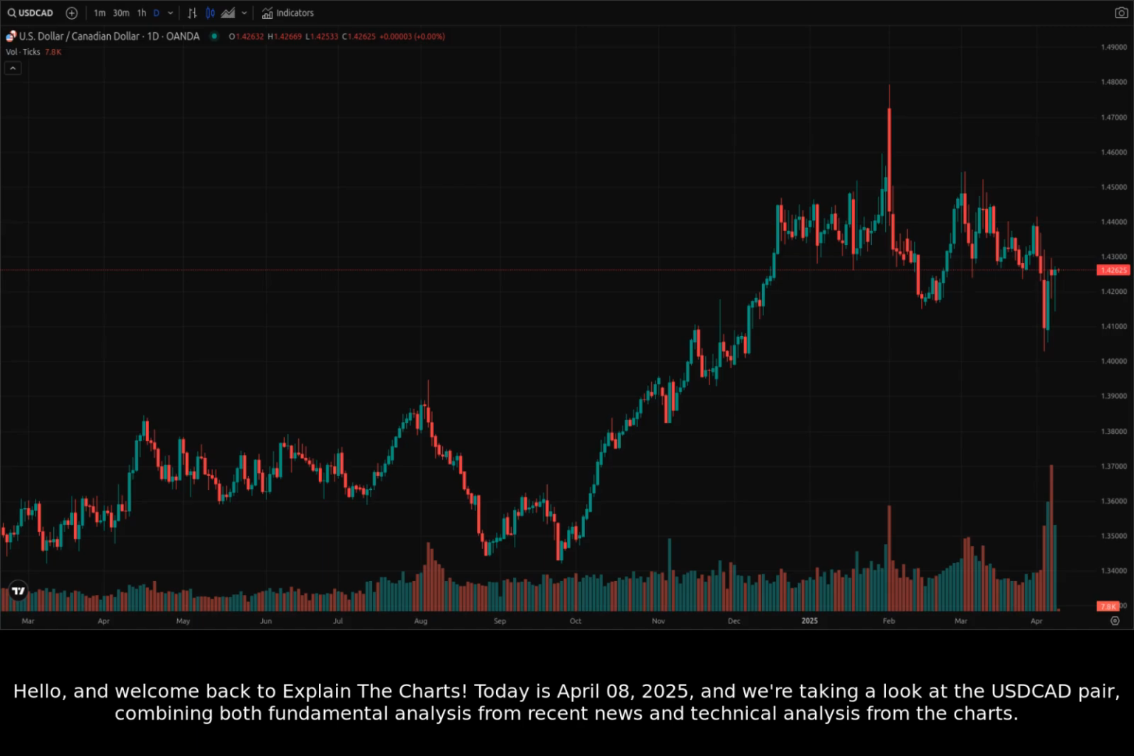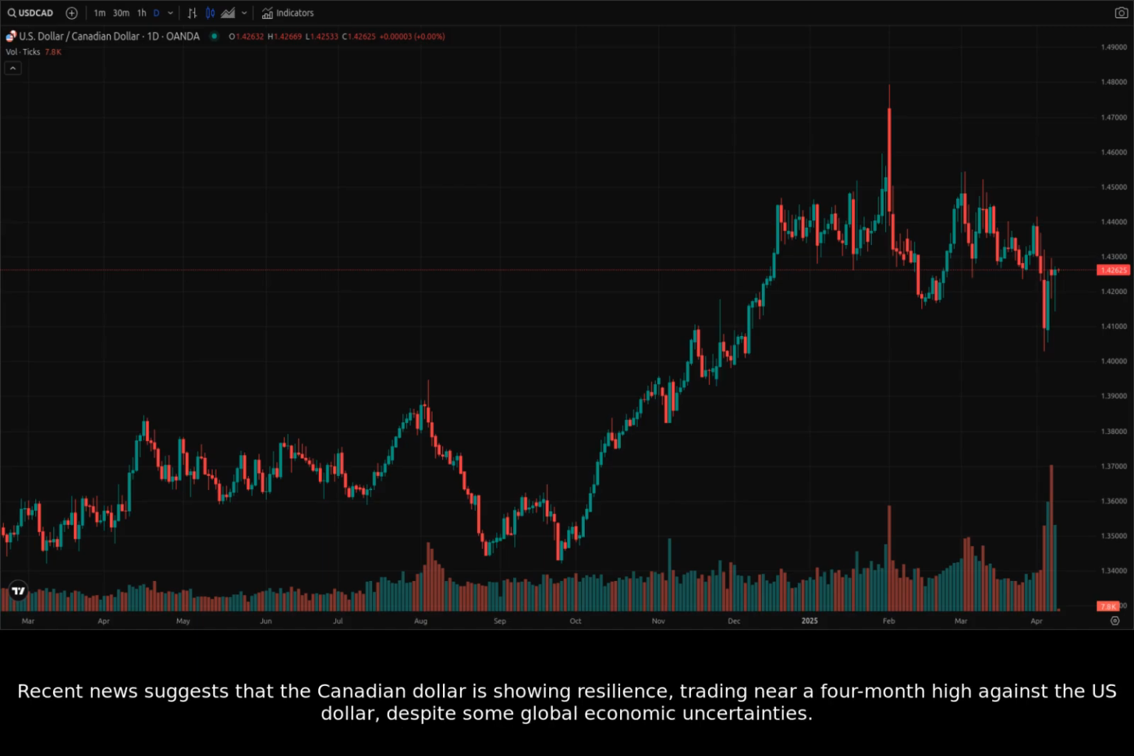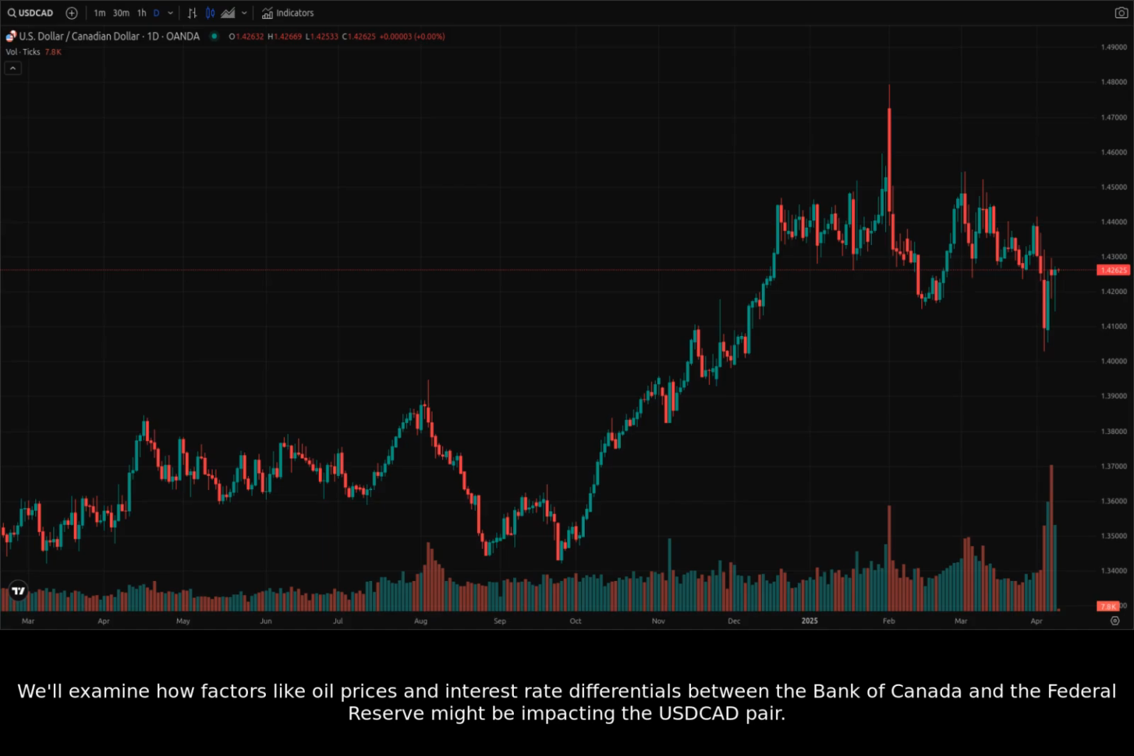Today is April 8th, 2025, and we're taking a look at the USDCAD pair, combining both fundamental analysis from recent news and technical analysis from the charts. Recent news suggests that the Canadian dollar is showing resilience, trading near a 4-month high against the US dollar, despite some global economic uncertainties. We'll examine how factors like oil prices and interest rate differentials between the Bank of Canada and the Federal Reserve might be impacting the USDCAD pair.